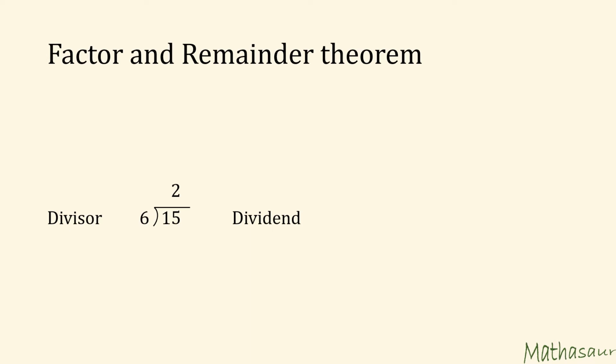We see that 6 times 2 would give us 12. Subtracting 12 from 15, we get the number 3. Now 3 is less than the number 6, so we cannot divide 3 by 6. Now the number 2 is known as the quotient and the number 3 is known as the remainder.